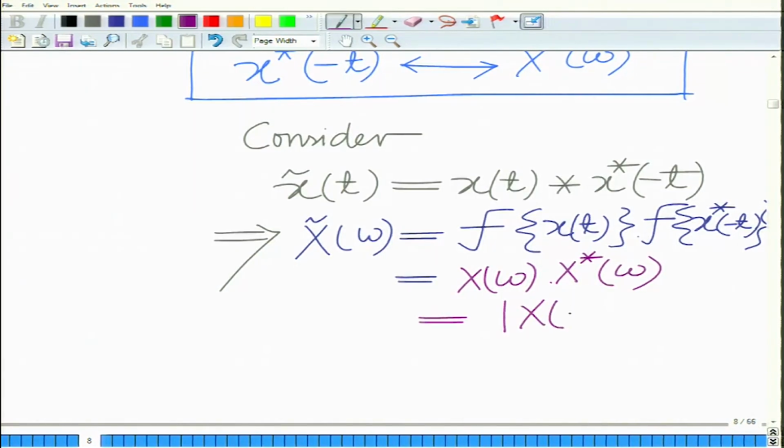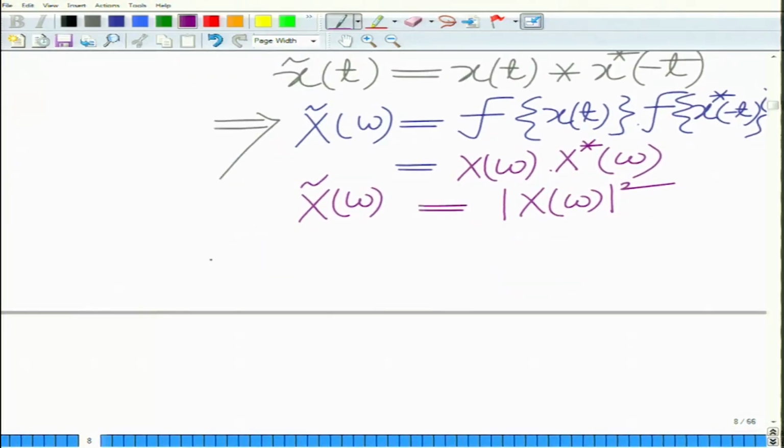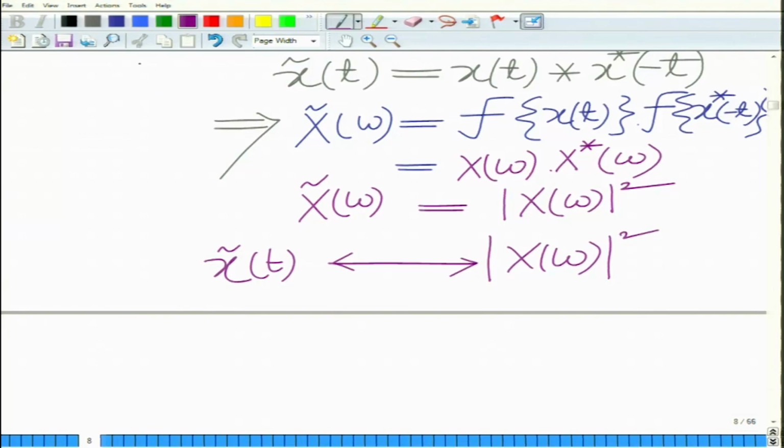So, this is X(ω) into X conjugate of ω, that is, we have magnitude X(ω) squared. So, we have X tilde of ω equals magnitude X(ω) squared, which means x tilde of t, which is the convolution of x(t) with x conjugate of minus t, has the Fourier transform magnitude X(ω) squared.